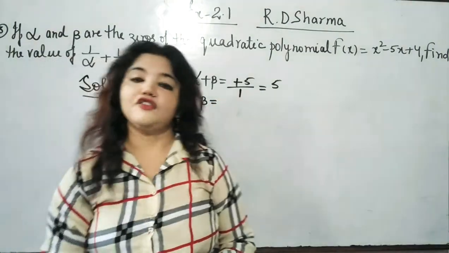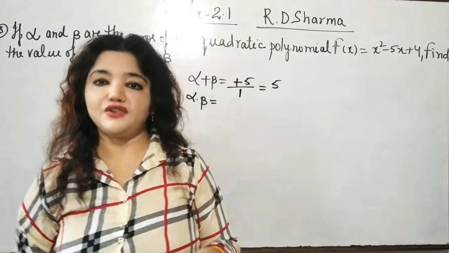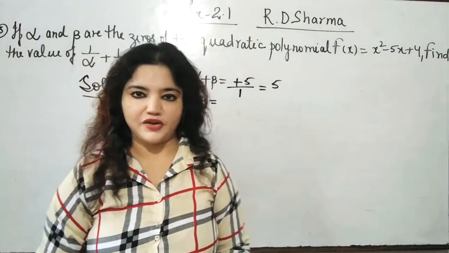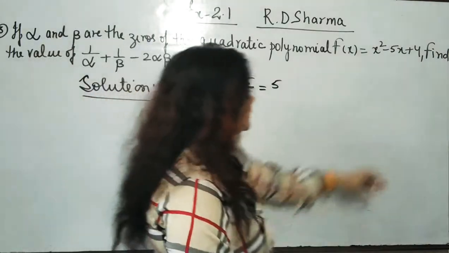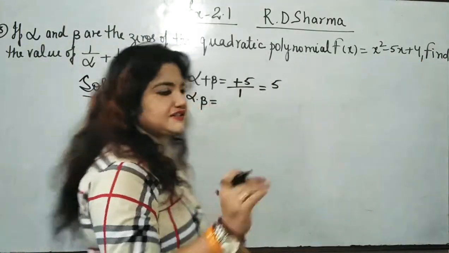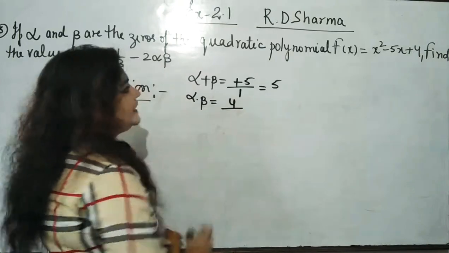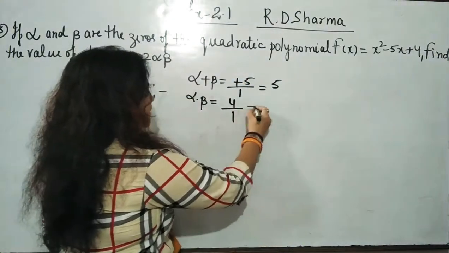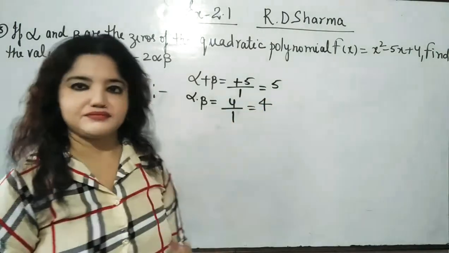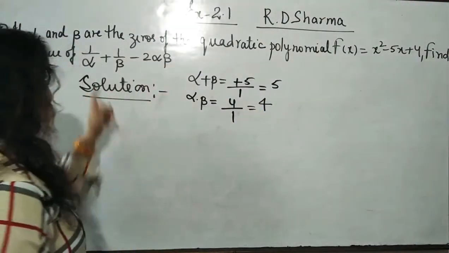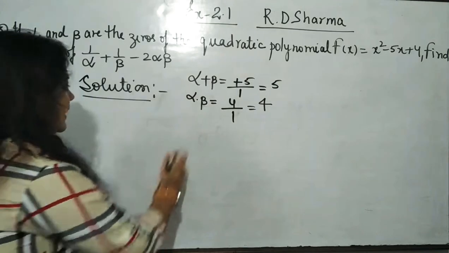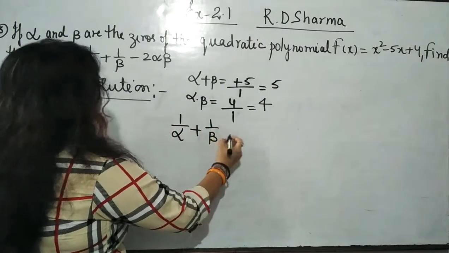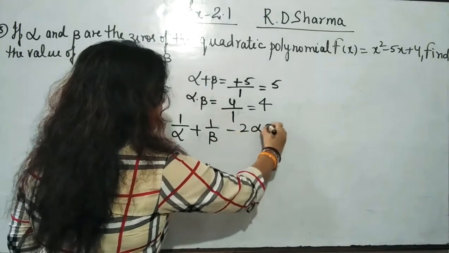For alpha into beta, what formula do we use? Constant term upon coefficient of x squared. The constant term is 4, upon the coefficient of x squared, which is 1. So 4 upon 1 is equal to 4. But ultimately we have to calculate the value of 1 upon alpha plus 1 upon beta minus 2 alpha beta.